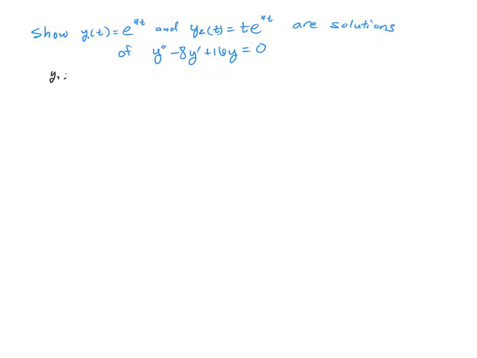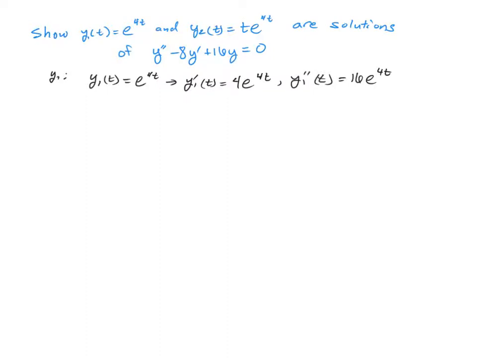For starters, we need to make sure we calculate the first and second derivative to verify this. So first derivative, pretty easy. It's just going to be 4 times e to the 4t. And then for the second derivative, y1 double prime, that's going to be just 4 times 4, which is 16 e to the 4t.